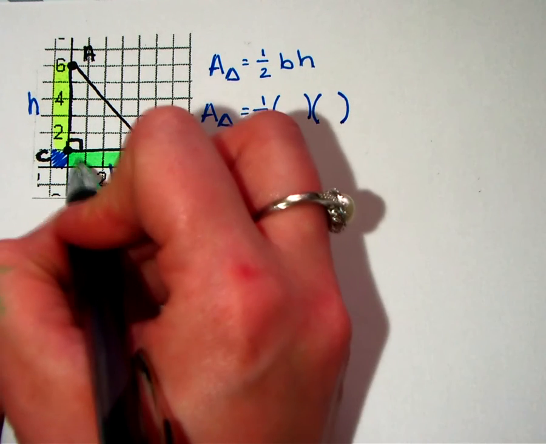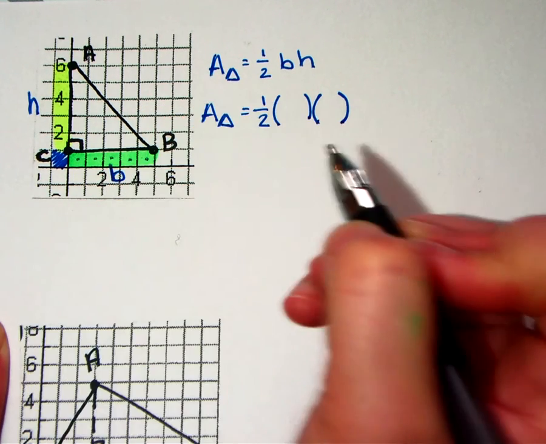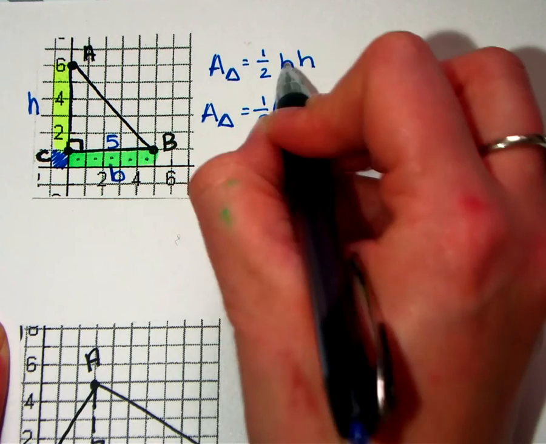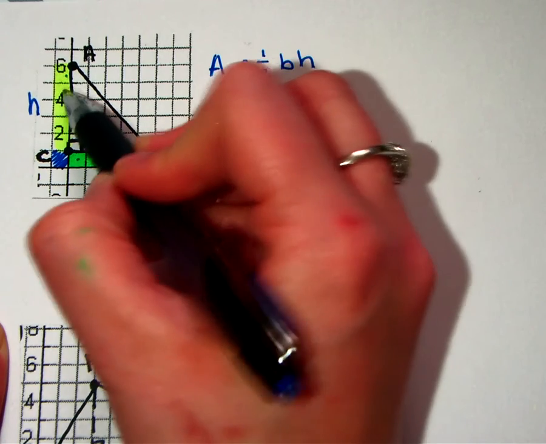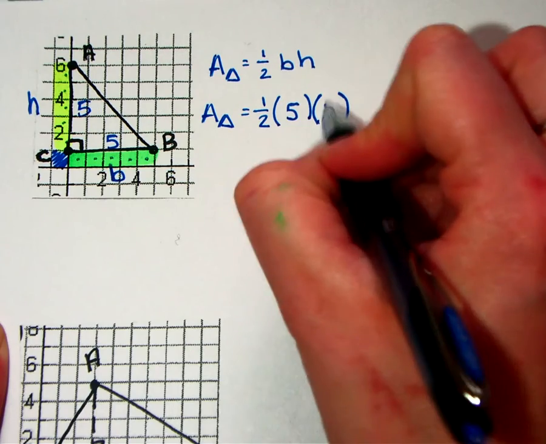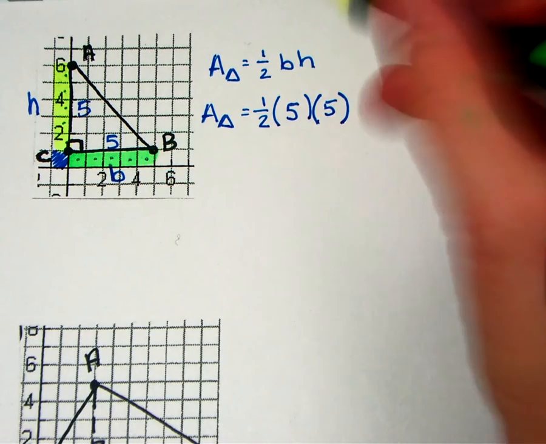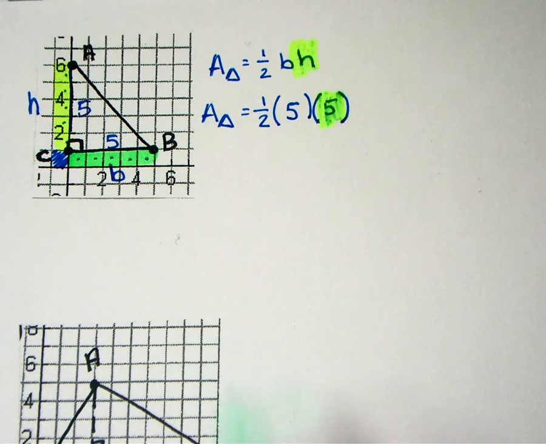So we'll start with our base. Our base is 1, 2, 3, 4, 5 units long. Base, 5. The height is 1, 2, 3, 4, 5 units long as well. So all we're doing here is counting. We counted 5 units for height, and we counted 5 units for our base.